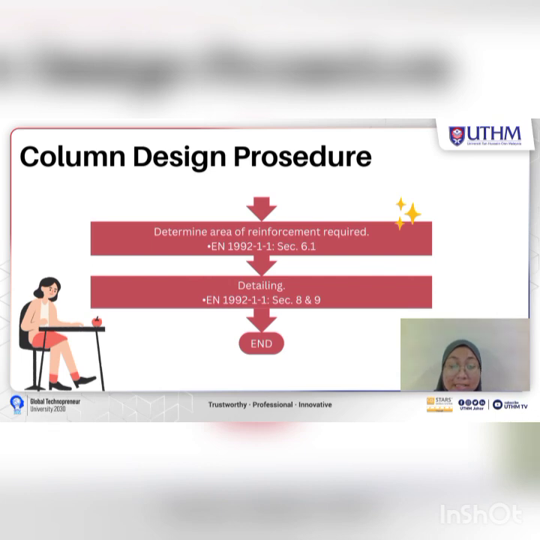After we determine the final design moment, we need to determine the area of reinforcement required by following Eurocode 1992-1-1 section 6.1. And after that, we end with the detailing by referring to Eurocode 1992-1-1 sections 8 and 9. And that's the end of our column design procedure.